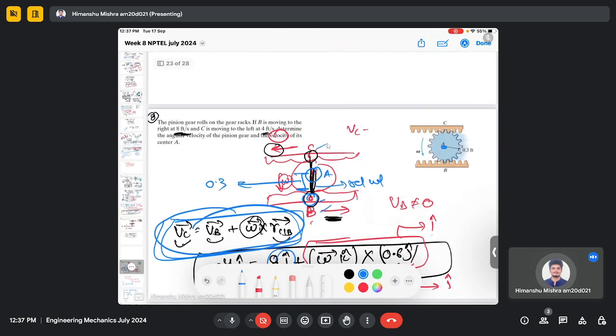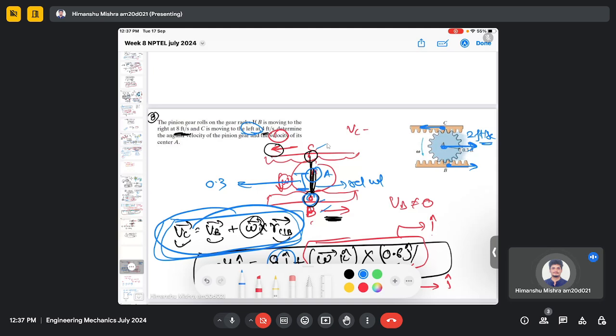So this VA is moving here in the positive x direction. This VB is moving in the positive x direction, but this point is moving in the negative x direction. This is what we were given in the question. And we found that A is moving in the positive x direction with a magnitude of 2 feet per second.